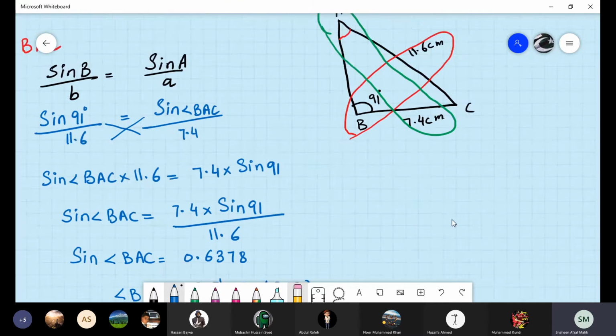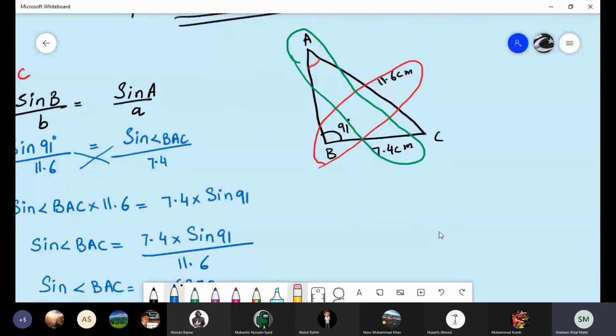Now, can we find out angle C? Yes. Angle A plus angle B plus angle C is equal to 180 degrees. Very good. So the angles sum to 180 degrees. Angle A plus angle B plus angle C is equal to 180 degrees. Substitute the values. So what is angle A?